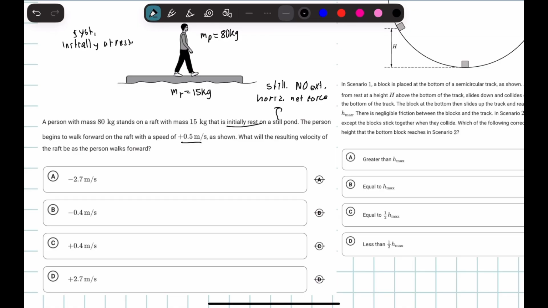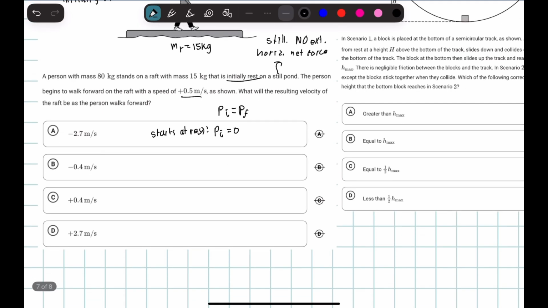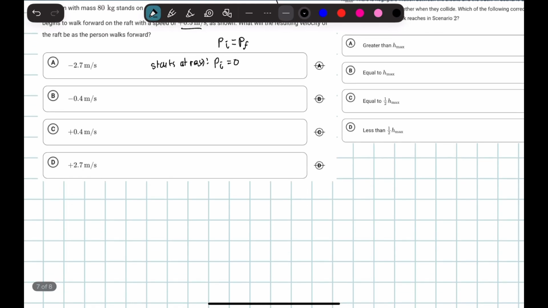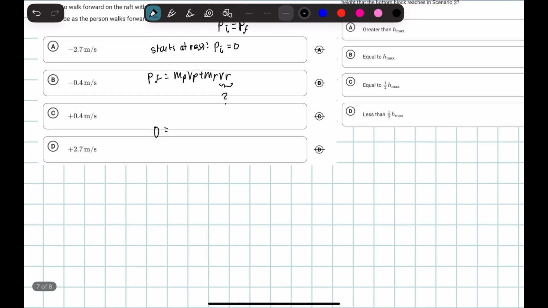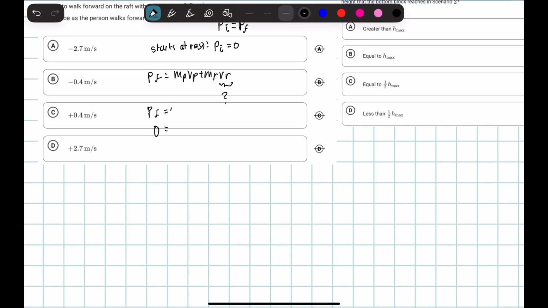So that means if there are no horizontal forces acting, then you have P initial equal to Pf, right? And it starts at rest. And the final momentum, Pf, is going to equal MP VP plus MR VR, and VR is unknown. So if we substitute in our values, P initial and Pf have to be equal to each other, therefore Pf is going to equal 0 too, right?